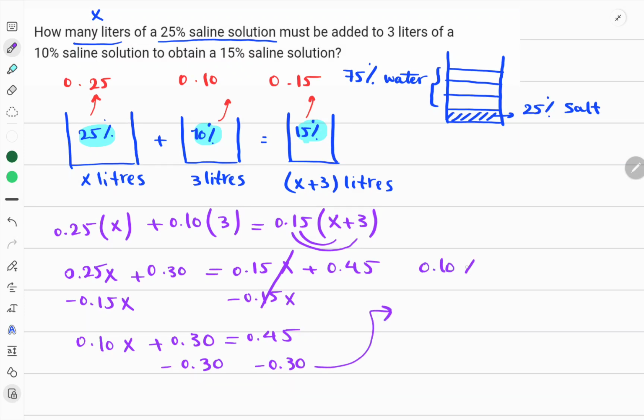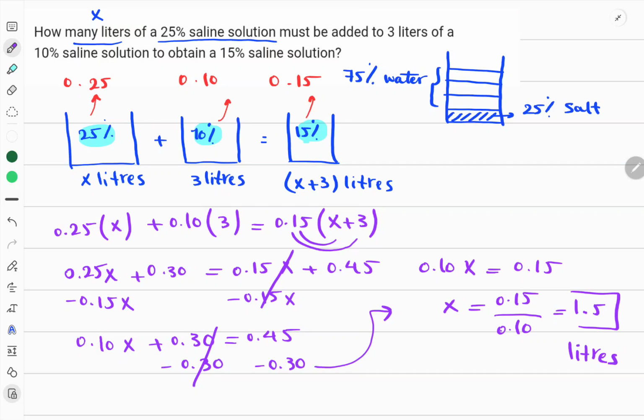So we have this one, and divide both sides by 10 hundredths. So the answer is 1.5 liters. This is the final answer. So you need 1.5 liters of a 25% saline solution to be added.